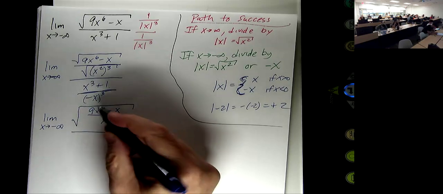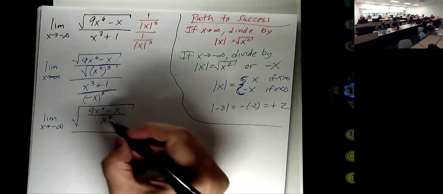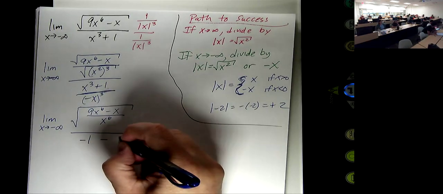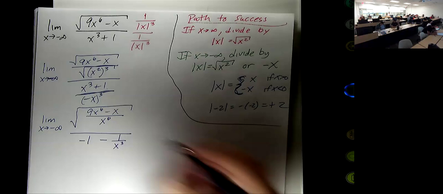And the bottom, I can actually do the division, x cubed over negative x cubed is -1. And I got -1 over x cubed.